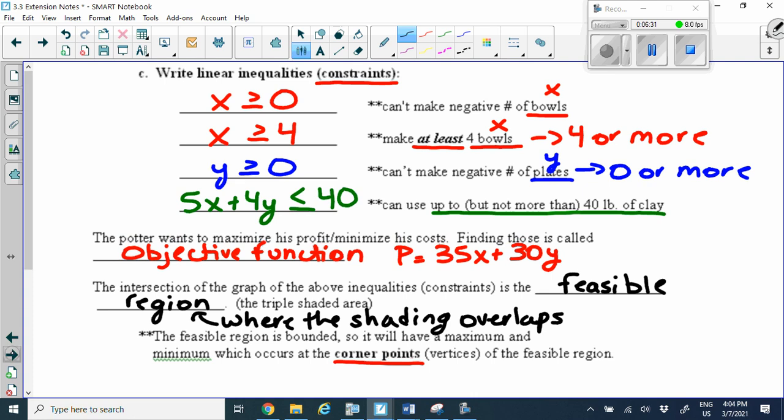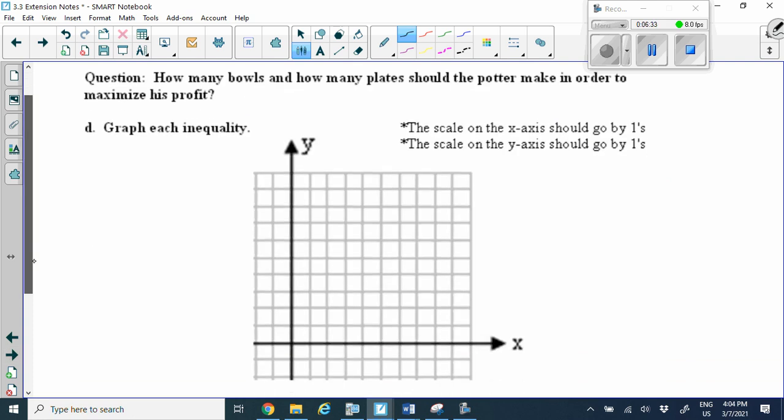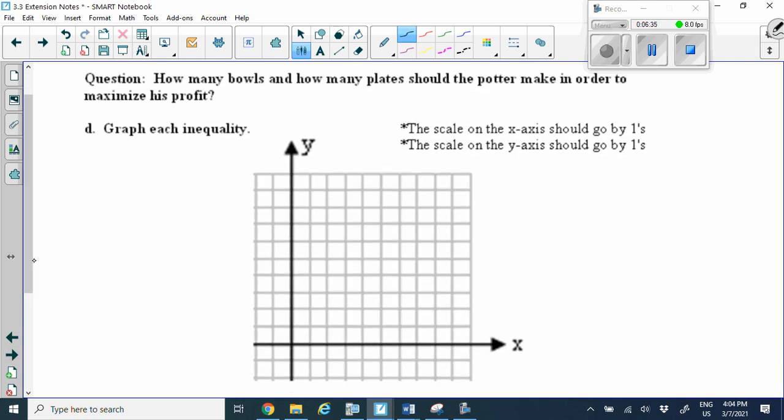Okay, now it says how many bowls and how many plates should the potter make in order to maximize the profit? Now we're going to get that into the third video. That's where we're going to do a lot of algebra to do it. But before we can do that, we have to identify our corner points and our feasible region in order to answer that question, okay?